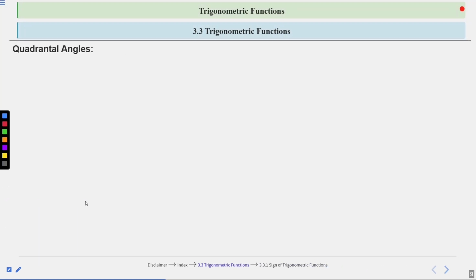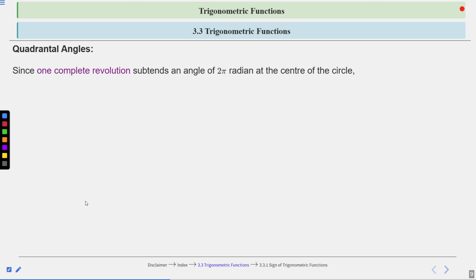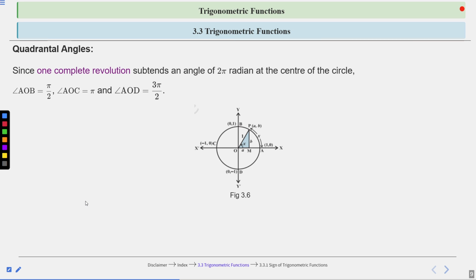Quadrantal angles. Let us see what quadrantal angles are. Since one complete revolution subtends an angle of 2 pi radians at the center of a circle, now in the previous figure, angle AOB is pi by 2, angle AOC is pi, and angle AOD is 3 pi by 2. You can see this in figure C.